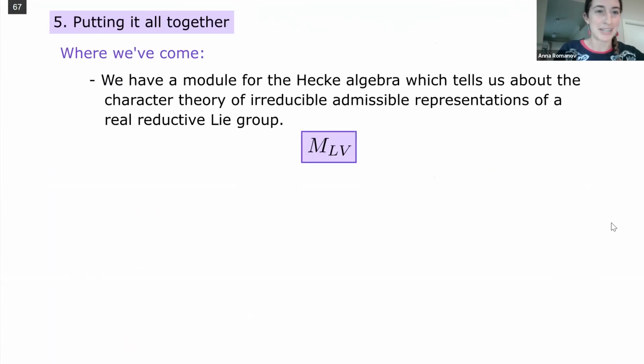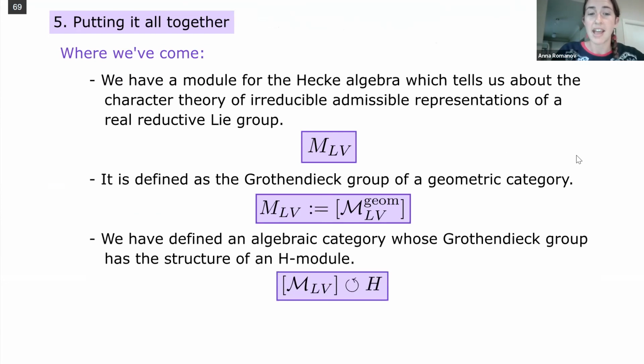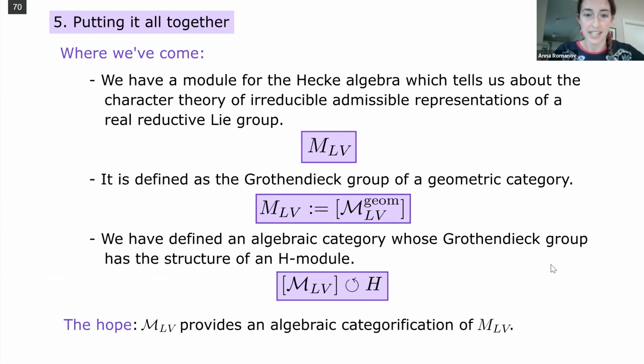Okay, so now we're getting close, so let's put it together. We're almost to the punchline here. So where the story's come so far is that we started with some module for the Hecke algebra, which we care about because it tells us about the character theory of representations of a real group. This was the Lusztig-Vogan module. And the way that we defined it was as the Grothendieck group of some geometric category of sheaves. And then there's also an algebraic category, whose Grothendieck group also has the structure of an H module. And so the hope for this project is that this algebraic category in terms of Soergel bimodules gives us another categorification of the Lusztig-Vogan module, but something that's defined algebraically instead of geometrically.